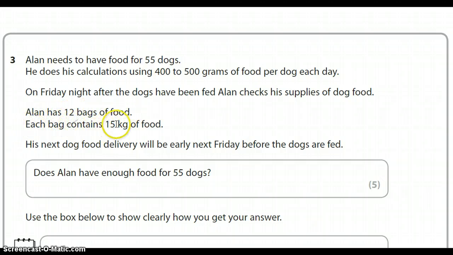Each bag contains that much of food. His next dog food delivery will be early next Friday before the dogs are fed. Does Alan have enough food for that many dogs? Use the box below to show clearly how you get your answer.